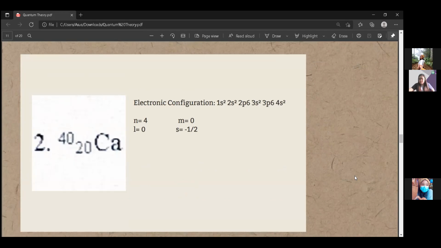Next, same process lang din, and the element is calcium, which has an atomic mass of 40 and atomic number of 20. After doing the process, we came up with 1s raised to the power of 2, 2s raised to the power of 2, 2p raised to the power of 6, 3s raised to the power of 2, 3p raised to the power of 6, and 4s raised to the power of 2.